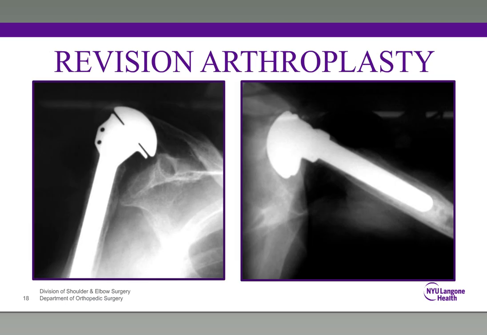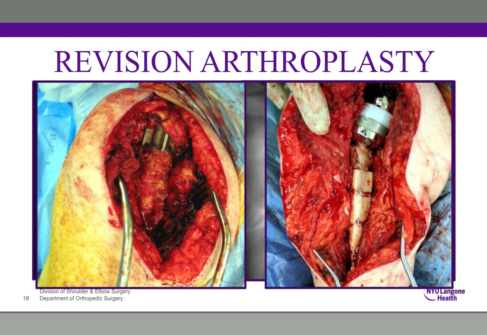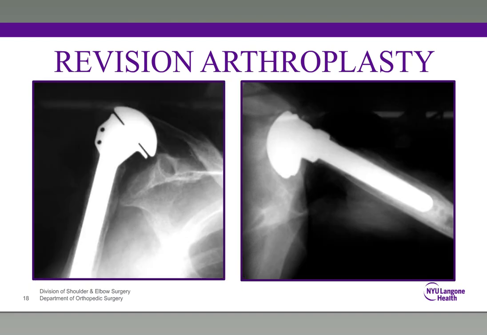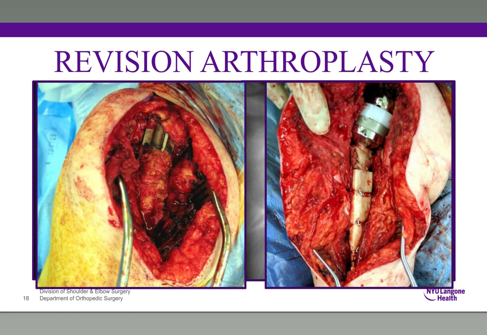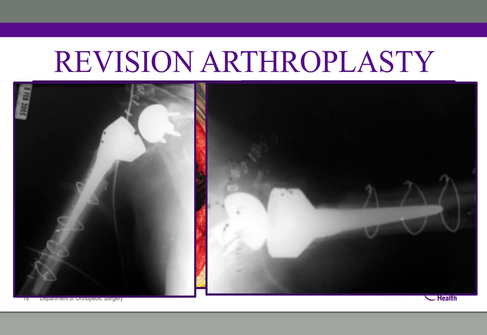Next indication is a revision arthroplasty. So a case like this one, this is a patient who had hemiarthroplasty for proximal humerus fractures that clearly failed. Okay, so we decided to treat the patient with a revision replacement using a reverse construct, as you see here, with a significant amount of bone graft that was required. The patient then actually did okay.